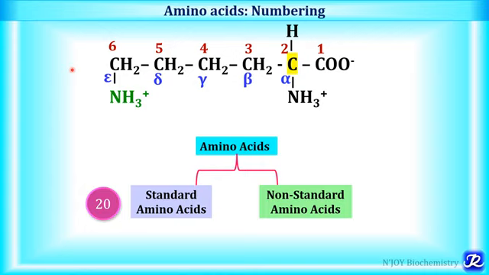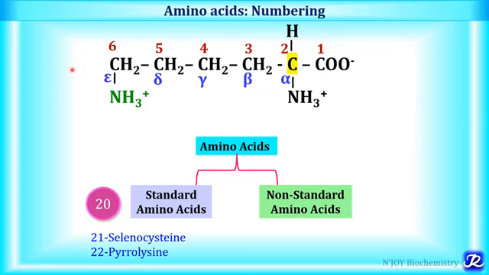So at the time of protein biosynthesis, only these 20 amino acids are incorporated into a protein, and that's why they are known as standard amino acids. This is because only these 20 amino acids possess the genetic code which specifies the composition and size of a protein. In addition to these 20 amino acids, two more are there.